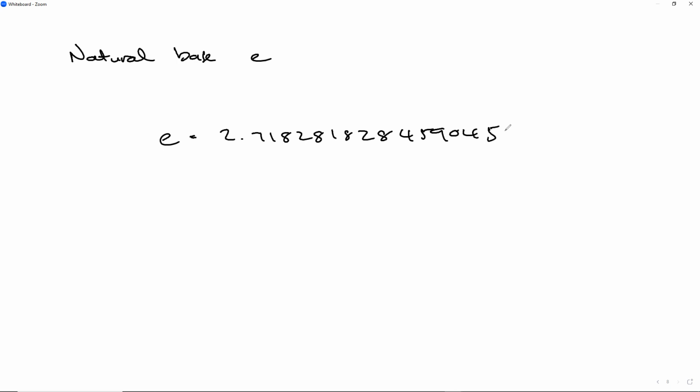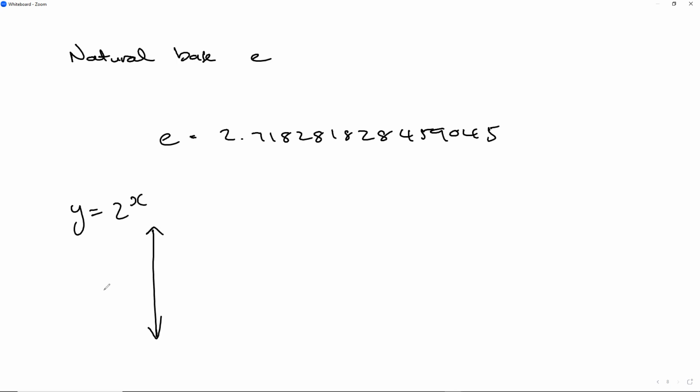All right. So when it comes to the natural logarithmic function, it's built on the natural base e, right? And e is a specific special number, which is equal to 2.71828... And so, for example, let's suppose I've got y equals 2 to the power of x.